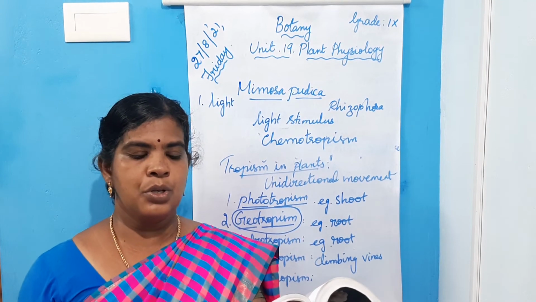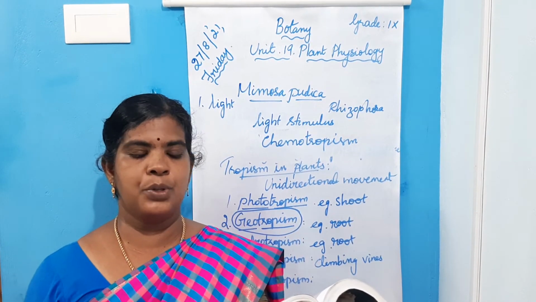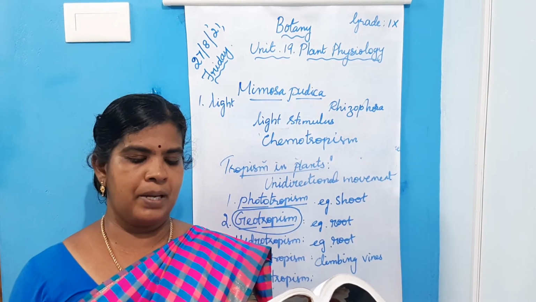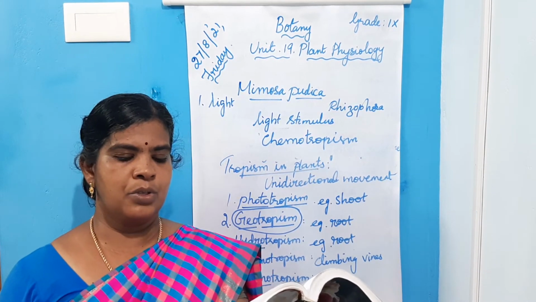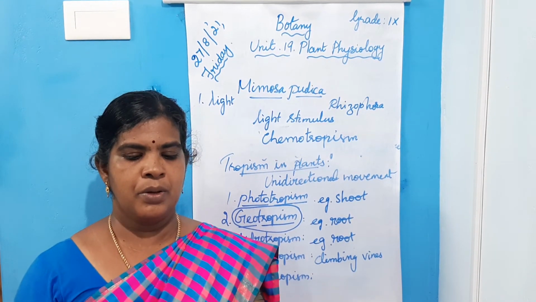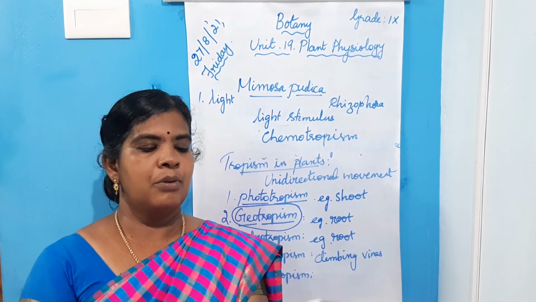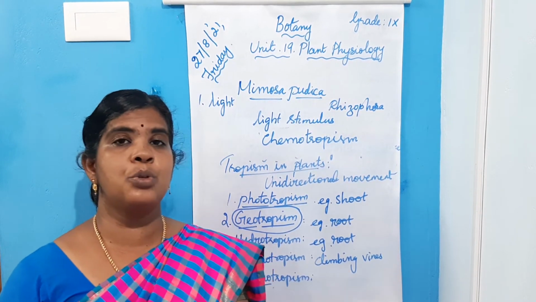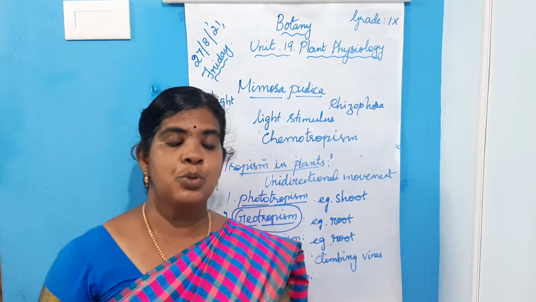Number 2, shoot is positively phototropic and negatively geotropic. That is true. Okay. Children, now you are turning to page 226.